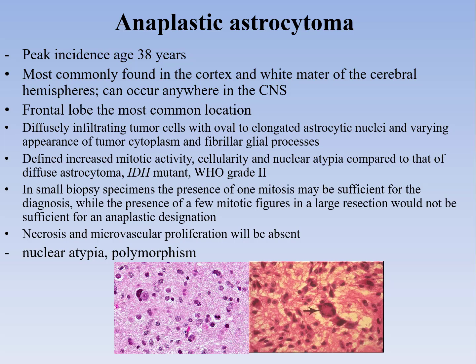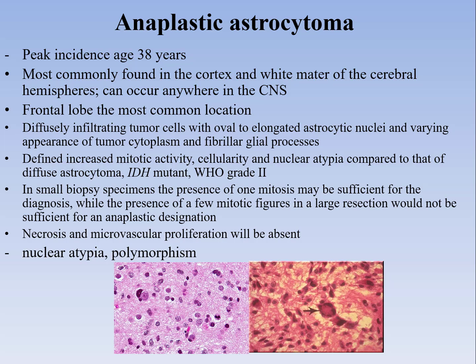Tumors consist of diffusely infiltrating cells, oval to elongated astrocytic nuclei, and varying appearance of tumor cytoplasm and fibrillar glial processes. Defined increased mitotic activity, cellularity, and nuclear atypia compared to that of the diffuse astrocytoma, so we turn it to the grade 2 malignant potential.